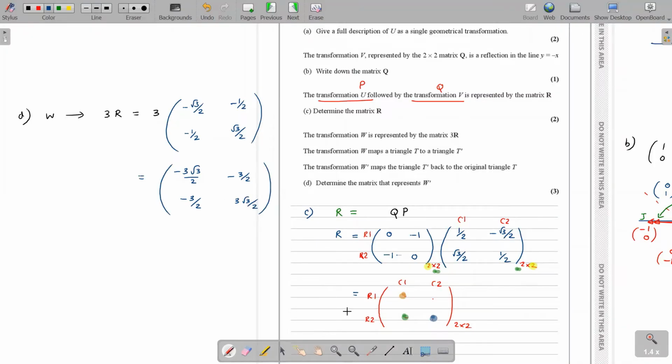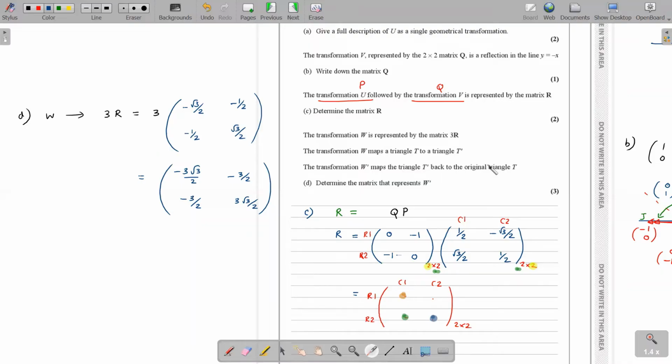Are you with me? Now they say this 3R matrix is given by the transformation W. So what does transformation W do? It maps the triangle T to triangle T dash. T is the object, T dash is the image. And then the transformation W dash, what does that do? It maps T dash back to the original. So tell me, what kind of matrix will take the image back to the object?